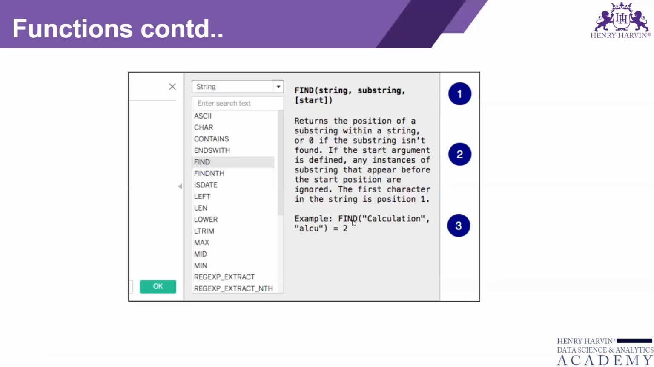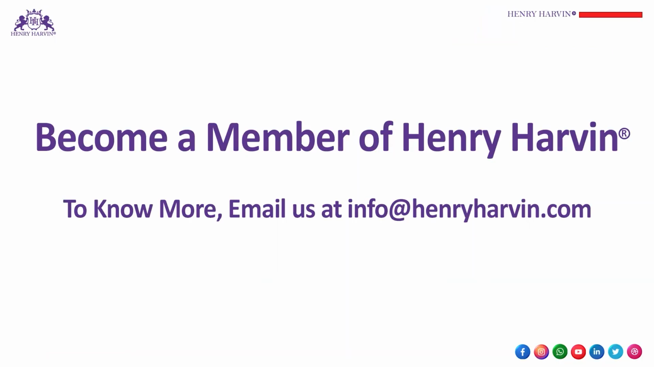If you can see here, somebody has used find. The original string is calculation and the substring is ALCU. So where does ALCU start? ALCU starts from A. A is at the second position. So you are getting the answer as 2. So this is the example of a simple function.